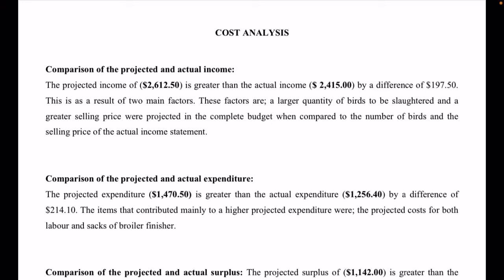Now let's look at the comparison of the projected and actual expenditure. The projected expenditure, $1,470.50, is greater than the actual expenditure, $1,256.40, by a difference of $214.10. The items that contributed mainly to the higher projected expenditure were the projected cost for both labor and sacks of broiler finisher.